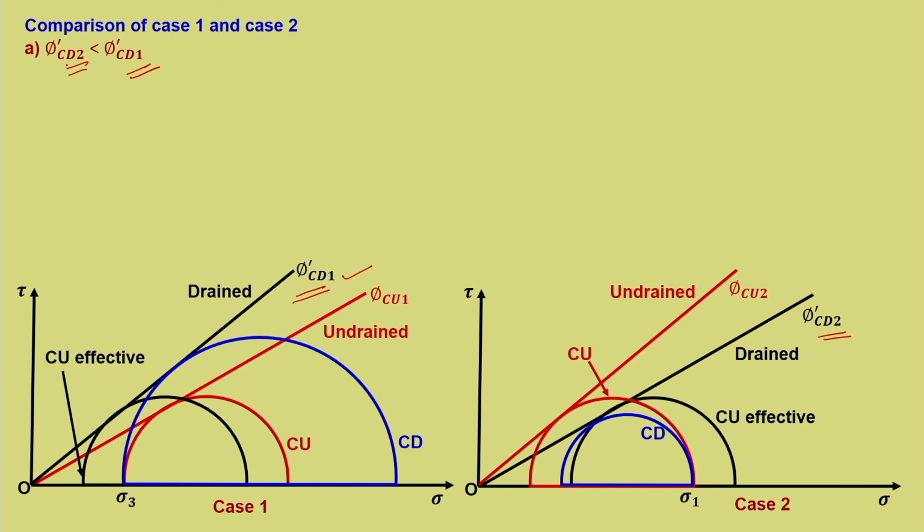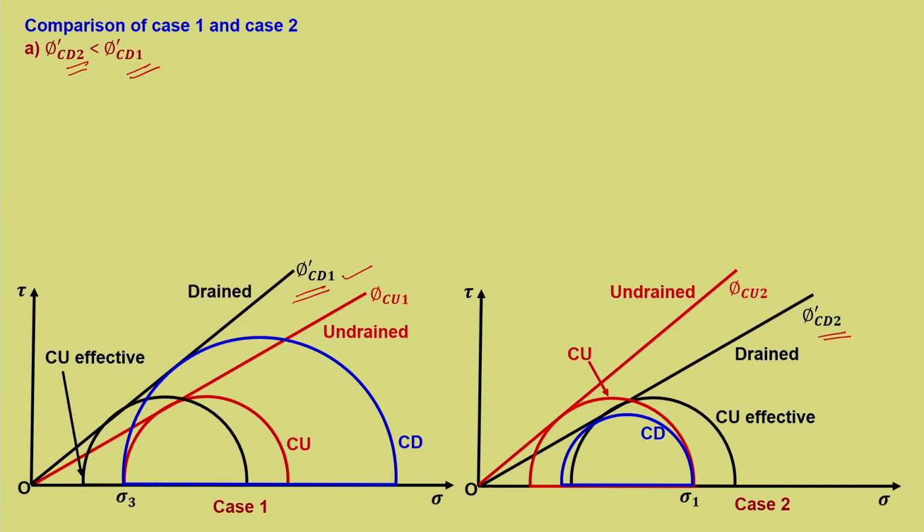Now what is the implication of this? We already know that case 2 resembles closely the active condition. Now think of an active condition that exists in the field, and we want to know the shear strength parameter corresponding to that. A sample is brought to the lab. This particular aspect is not clear to us, and hence we do a normal compression test, the one with sigma 3 constant and sigma 1 increasing. We end up with phi dash CD1, but the actual condition in the field is close to the active condition, and hence the available strength of that soil will be phi dash CD2.